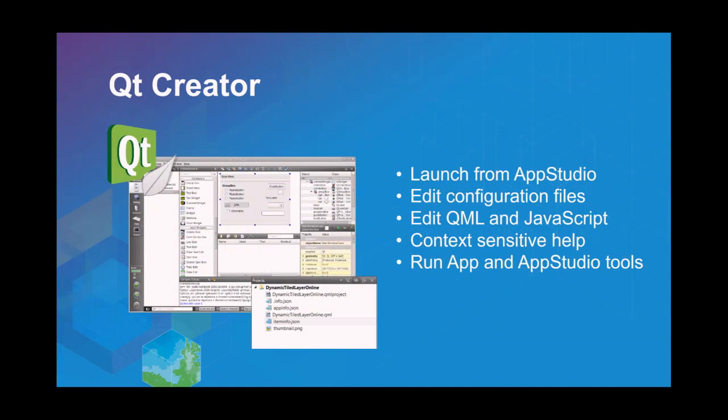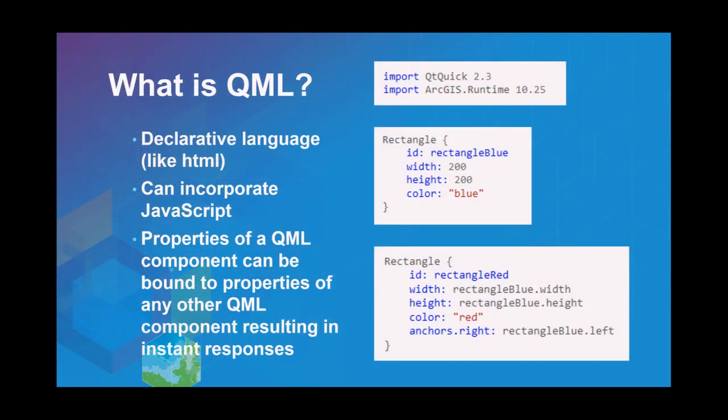And then within AppStudio Desktop comes Qt Creator, and this is a full IDE, an integrated development environment with debugging capabilities for writing code. It has context-sensitive help and a lot of tools, if you're a developer, that benefit you when writing your code. So what is this code that you use in AppStudio?